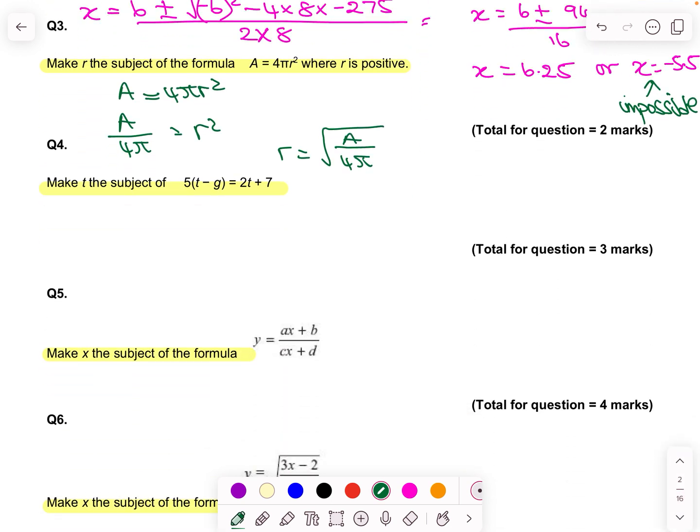Okay, make T the subject here. So we're going to have to expand the brackets. So we get 5t minus 5g equals 2t plus 7. Bring the t's onto one side. So I'm going to subtract 2t from both sides.